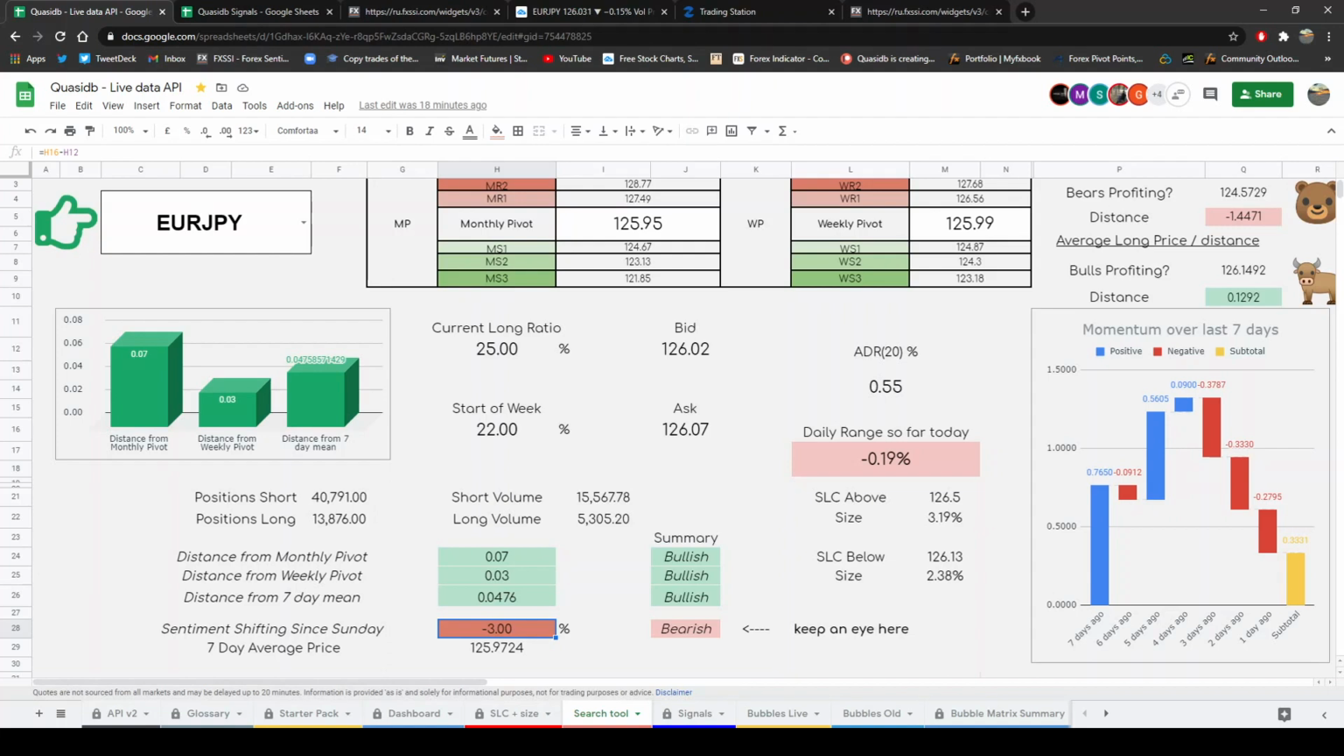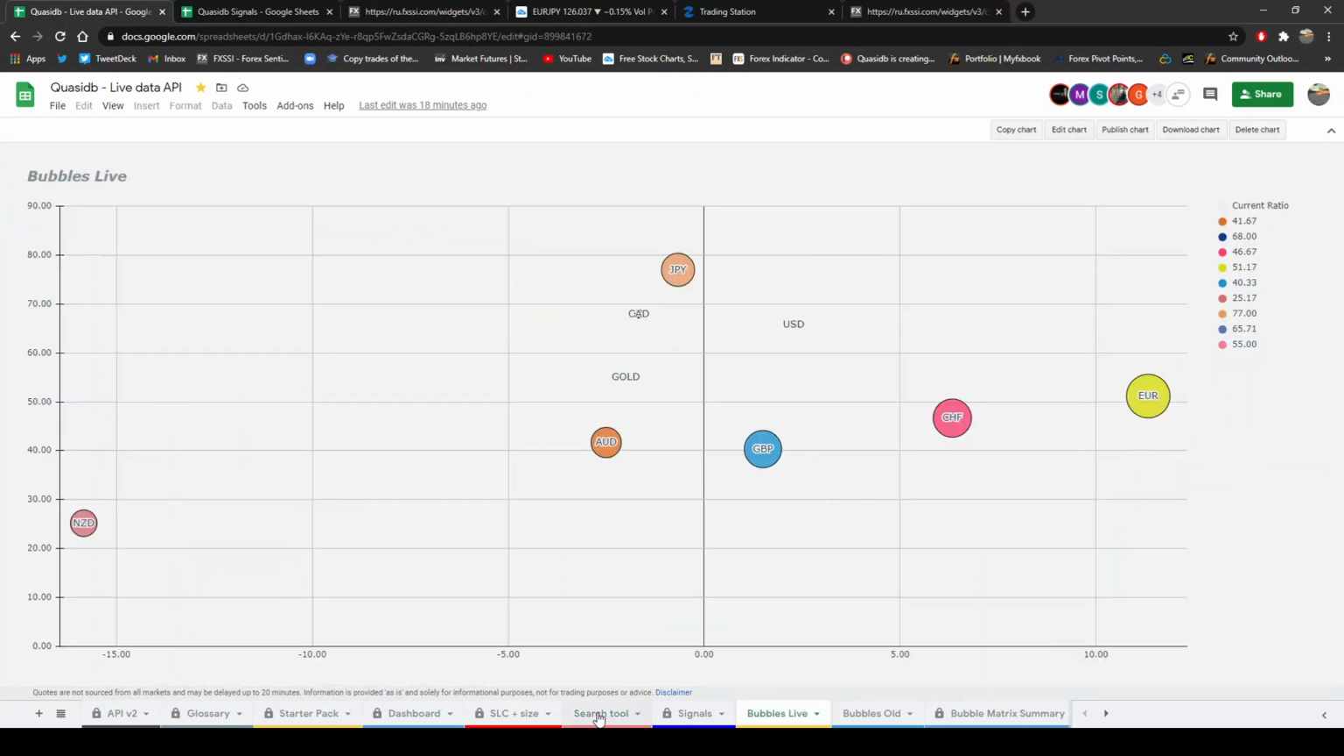So check the bubble. Yep, great. Check your search tool. Yeah, that's confirmation. Ideally, these would be red as well. And then you come to your technical.